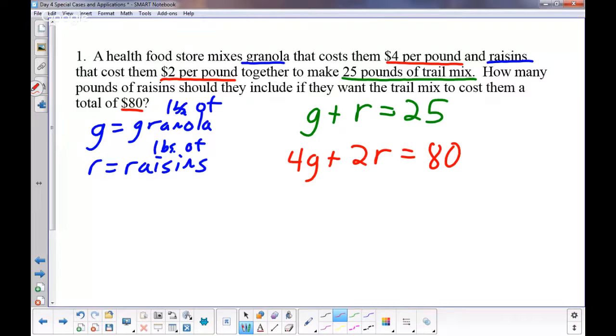So now we can use any method we want. We can use substitution, we can use elimination, we could use graphing. I'm not going to use graphing because even if I solve for G or R, you have to determine which one's your X and your Y. Don't want to do that. I'm going to use elimination.